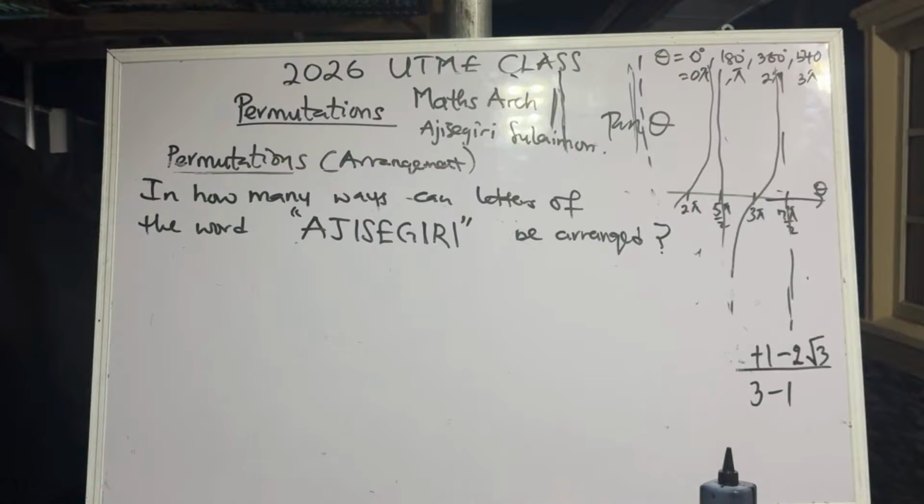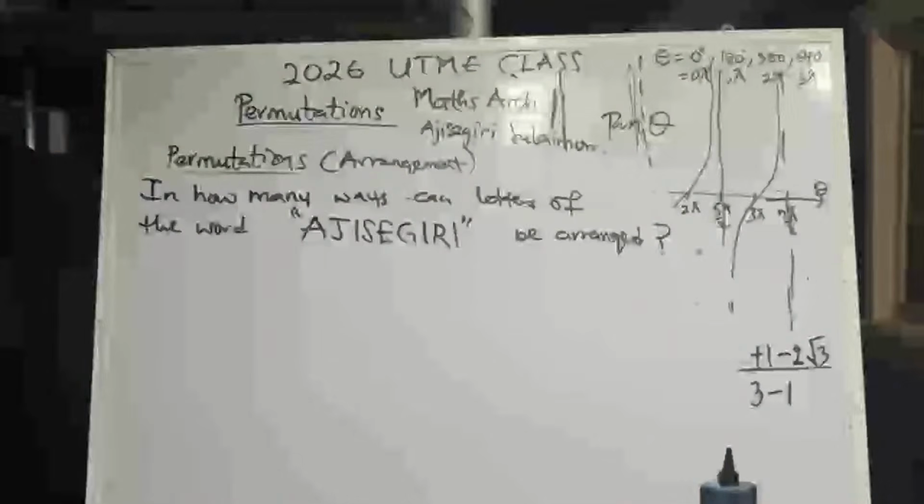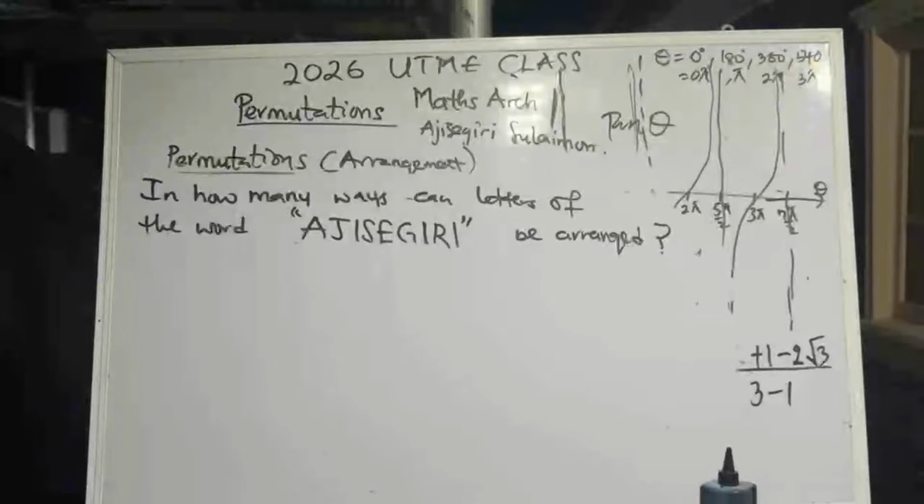Okay, what you have said, 60,000, 60,480 ways. Who else again? 60,480. Yes, 60,480. Good. So it is just as simple as that.